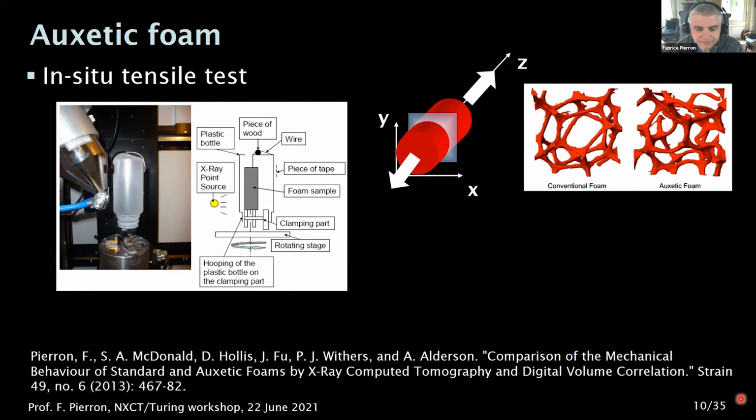Auxetic means that these structures are like deployable structures. So if you pull in one direction, instead of having a contraction in the transverse direction, as you have with conventional material, leading to a positive Poisson's ratio, when you pull, you have an extension in the transverse direction, leading to a negative Poisson's ratio. So we wanted to investigate how these auxetic effects developed in the material. So this is a very sort of cheap and cheerful in situ test rig, because these things are very soft, and so they're very easy to stretch by just manual pulling.